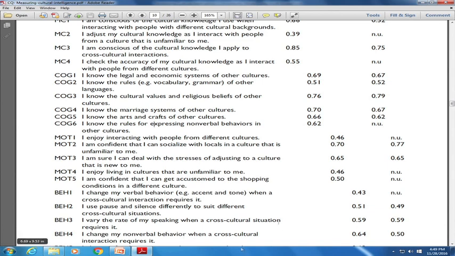But a clever fellow who is culturally or cross-culturally competent will easily accommodate. He should think that I am a man now in the United States, not in India. So I should adjust to this condition as per the requirements. That is the ideal ability required for cross-cultural competencies. I am sure I can deal with the stresses of adjusting to a culture that is new to me.